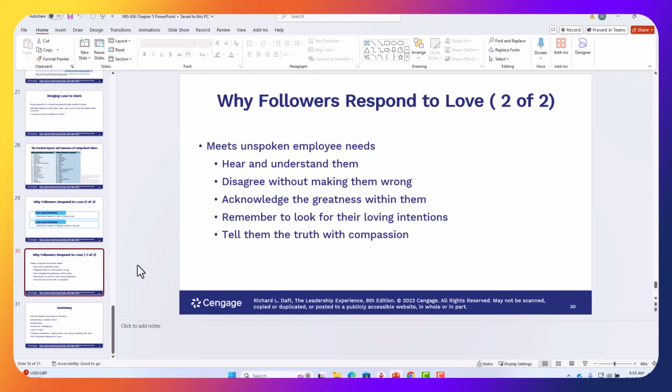Why followers respond to love. It meets unspoken employee needs. Hear and understand them. Disagree without making them wrong. Acknowledge the greatness within them. Remember to look for their loving intentions. Tell them the truth with compassion.